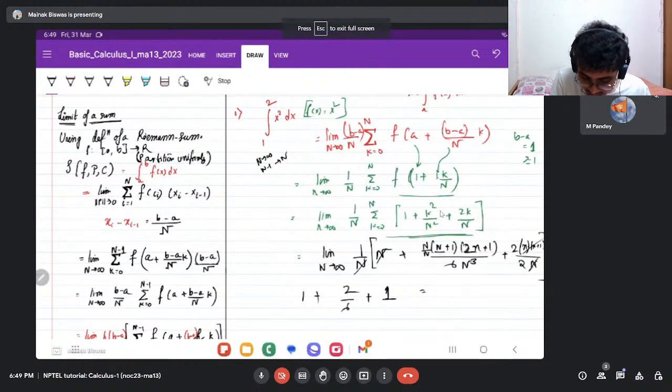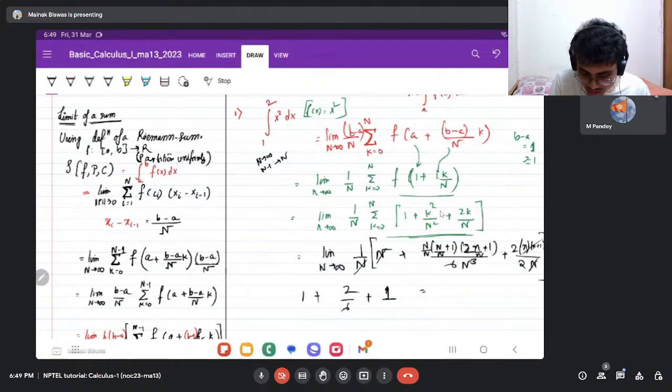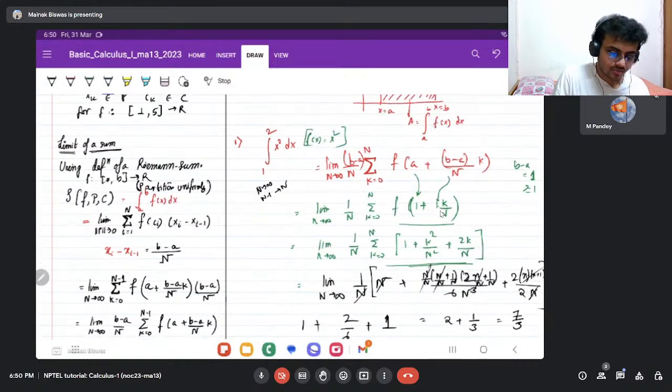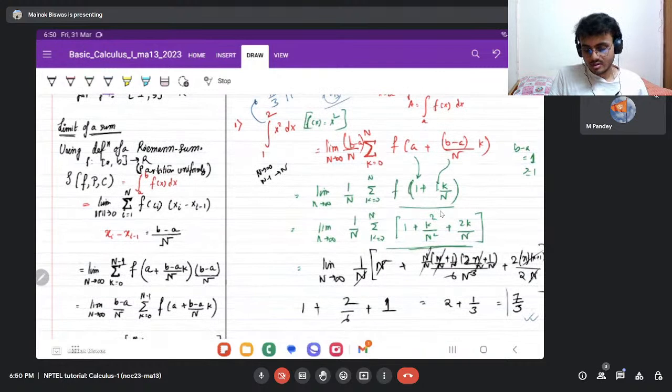So I'll be breaking this up. So this will be 2 into 1 into 1, 2 by 6. So it's 1 by 3, 2 plus 1 by 3, which is 7 by 3, which is matching, right? The integral of x square is x cube by 3. You put 1, you put 2, it's 8 by 3 minus 1 by 3, which is 7 by 3, right? Matched?